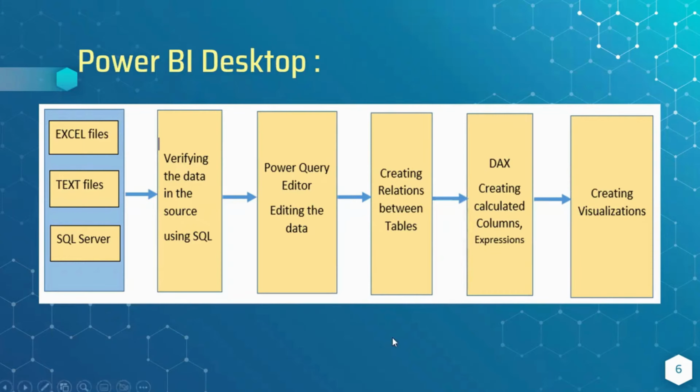In this diagram, I am showing the sequence of activities we will follow for creating visualizations using Power BI Desktop. Left side, you can see different types of files and databases. First step, even before going to Power BI, we need to verify the data at the source level using SQL. Second step, using Power Query Editor, we will extract the data from different data sources and edit the data as per our project requirement.